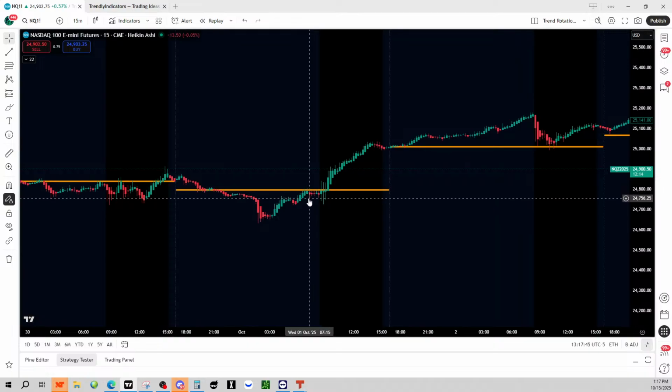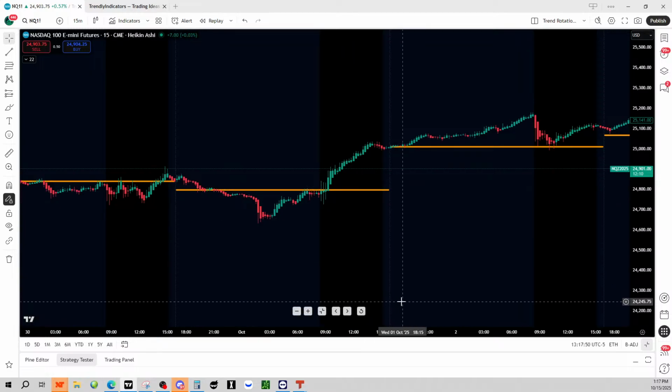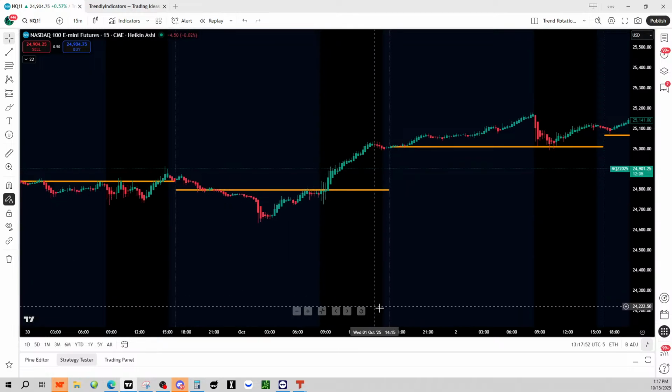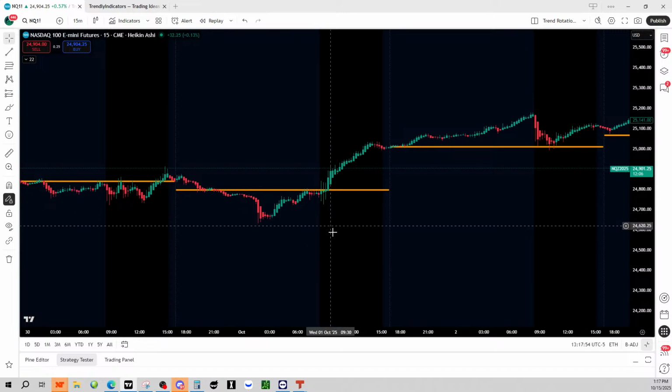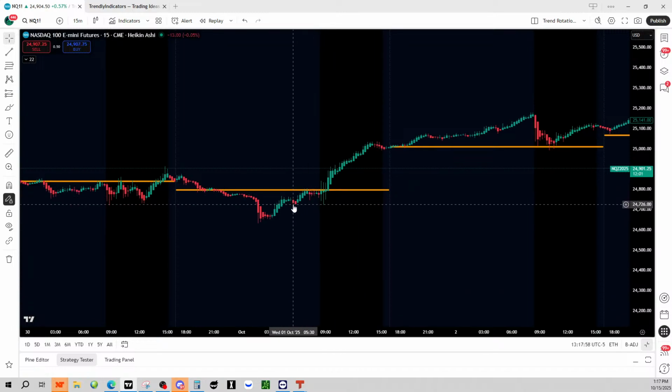Look at the rejection right there. It doesn't mean it's going to reject and go 100,000 points to the next move down. It just means you're at least going to stall there.